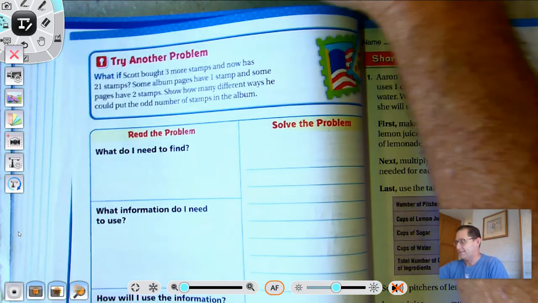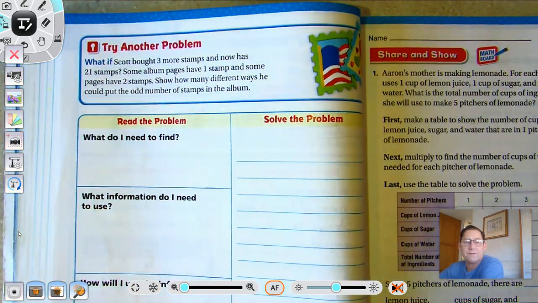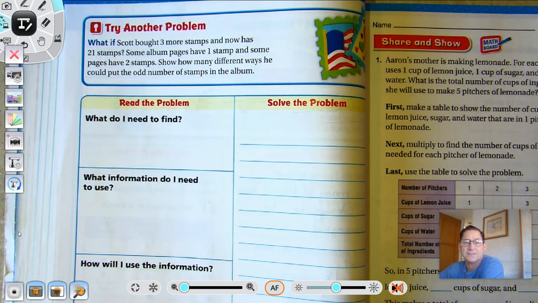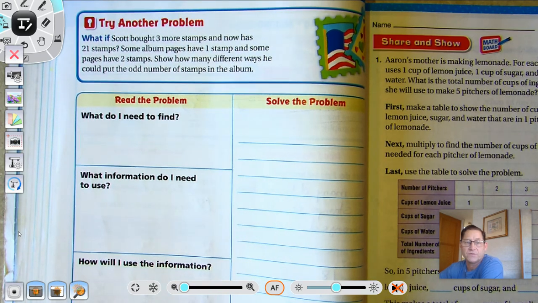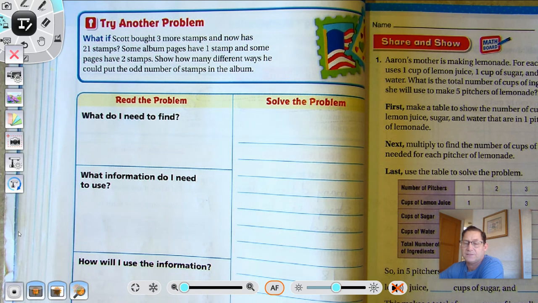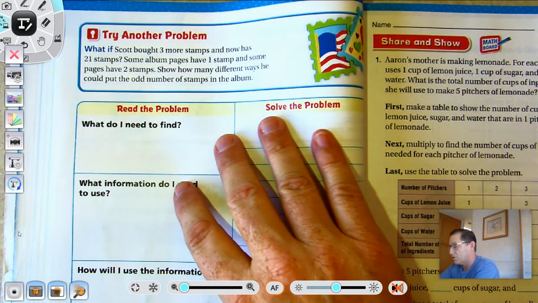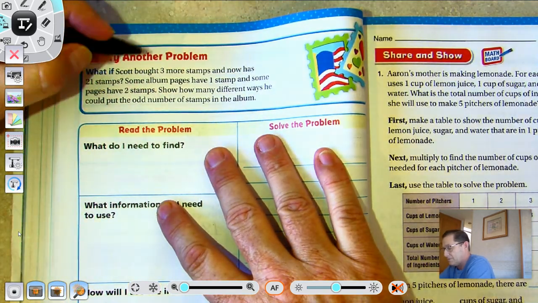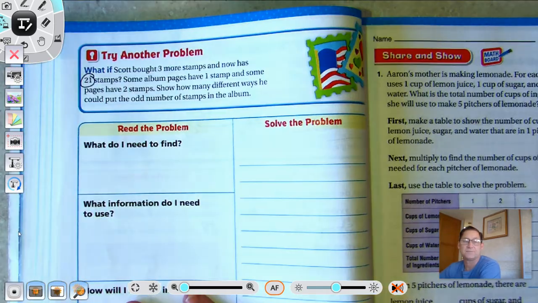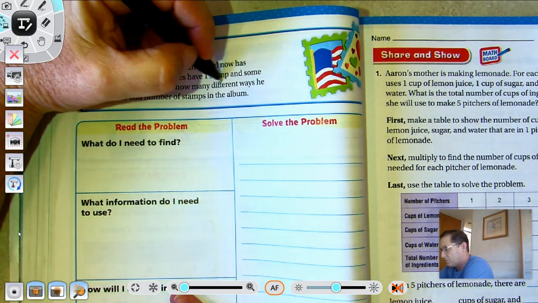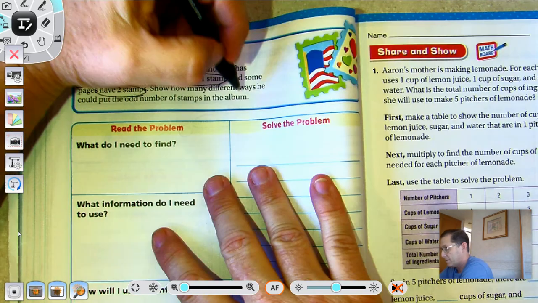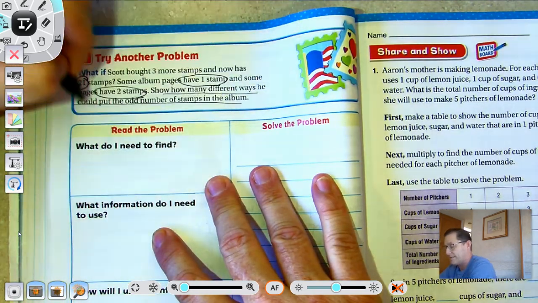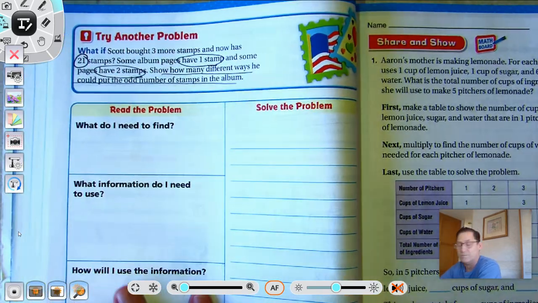What if Scott bought 3 more stamps and now has 21 stamps? Some albums have pages with 1 stamp and some have pages with 2 stamps. Show how many different ways you could put the odd number of stamps in the album. All right, so he buys 3 more stamps and now has 21 stamps. Some pages will still have 1 stamp. Some pages will still have 2 stamps. Show how many different ways he can put the odd number of stamps in the album.